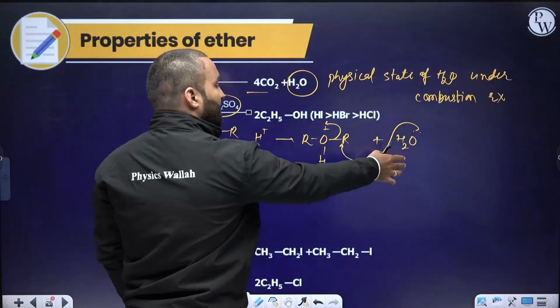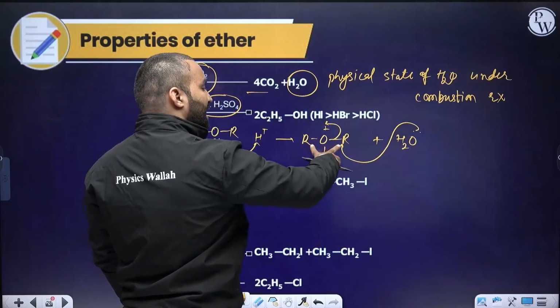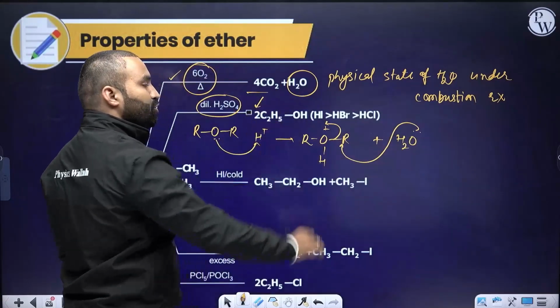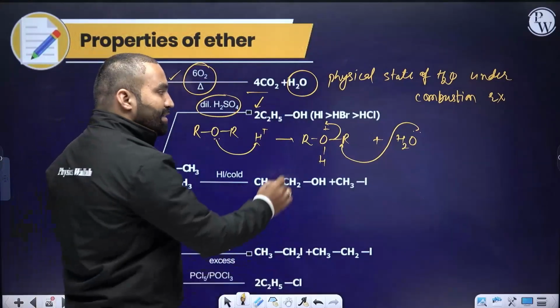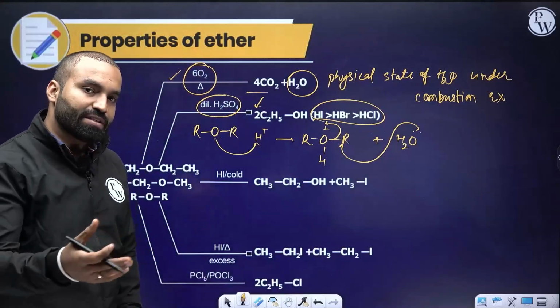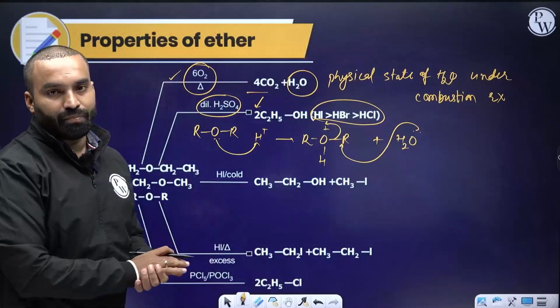Alcohol forms, another alcohol forms. If both of these are same, both the sides will have the same alcohol made. Hence, there is 2 here. So which acid will give you the best method, best yield? HI, because HI is the best acid among HX, right?